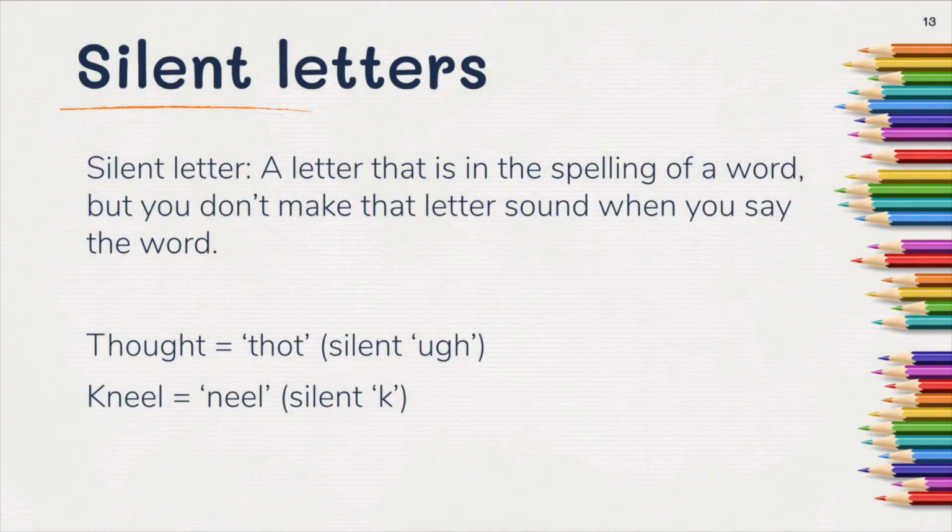Now let's talk about silent letters. A silent letter is a letter that is in the spelling of a word, but you don't make that letter's sound when you say the word. Here are two examples. This isn't thought, it's thought. So the UGH is silent. And this isn't Keneal, it's kneel. The K is silent.